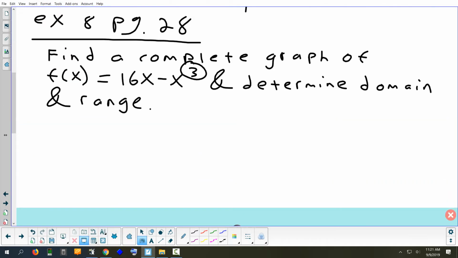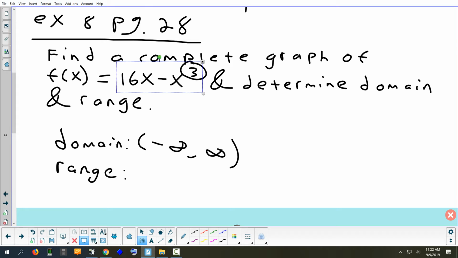So let's start with the domain. Would you ever be taking the square root of a negative here? No. Would you ever be dividing by 0? No. Then the domain is all real numbers. You can take any number you want in cubing. Doesn't matter if it's a decimal. And then you can take any number you want and multiply it by 16. Fractions, negatives, doesn't matter. So domain, all reals.